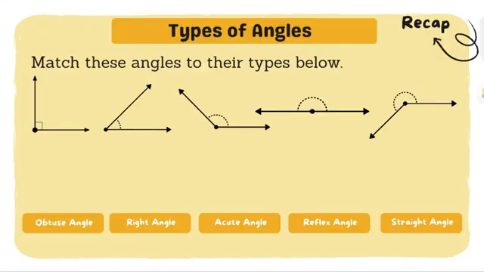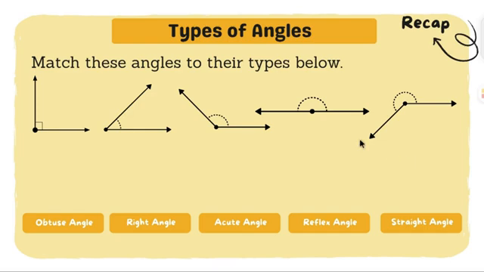To start with the discussion, review muna natin yung mga types of angles. So in this activity, we are going to match these angles to their types of angles below. So pwede nyong i-pause ito and then play na lang later after answering.